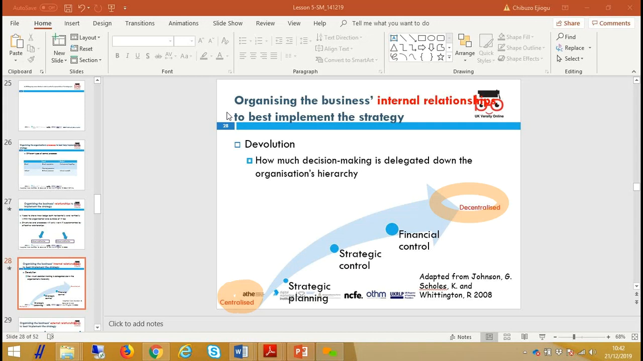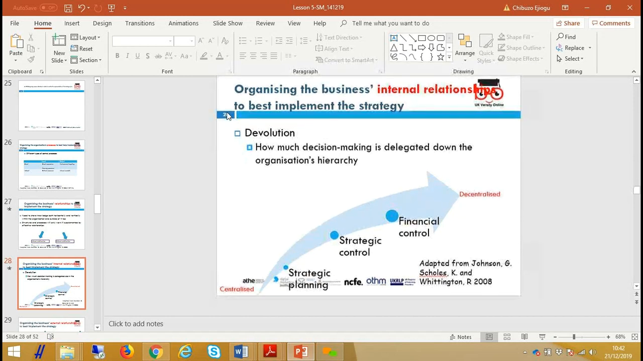Or where they have branches, each branch can take those decisions. Usually, first of all, they give them the power to take decisions over financial control without much approval, and then strategy implementation. So those are 2 extremes, and people fall across the spectrum. Those are, if you like, levels of control from centralized to decentralized.